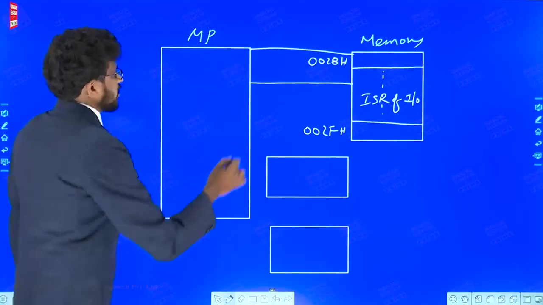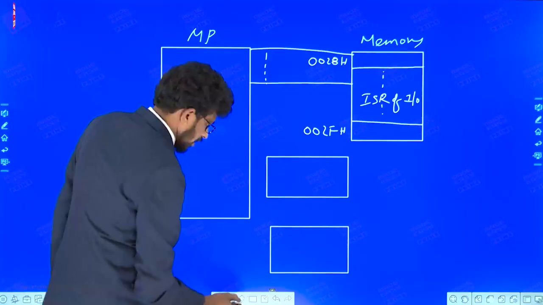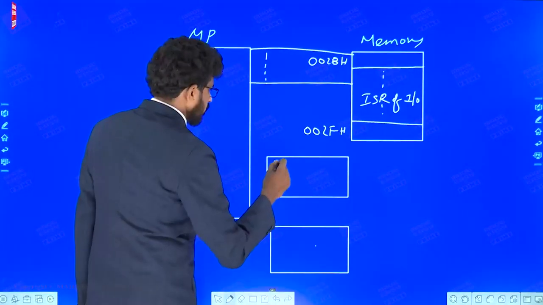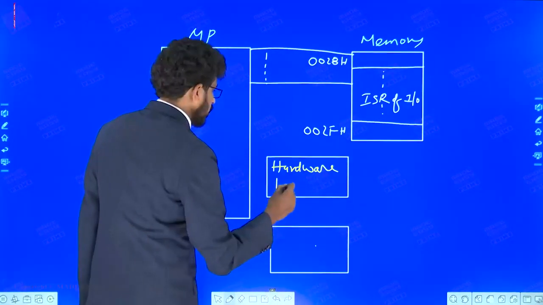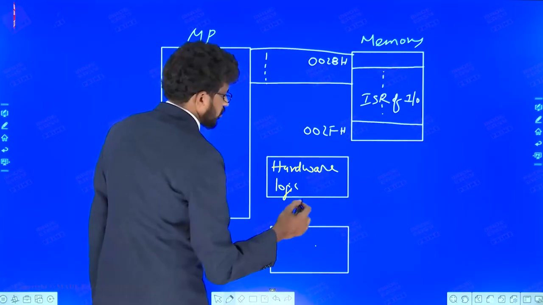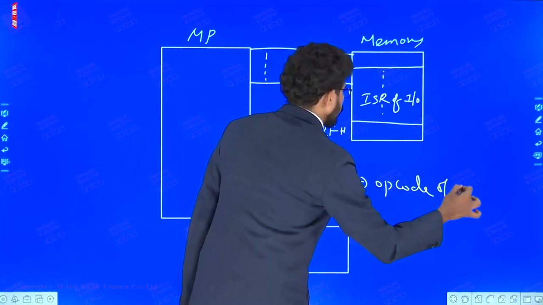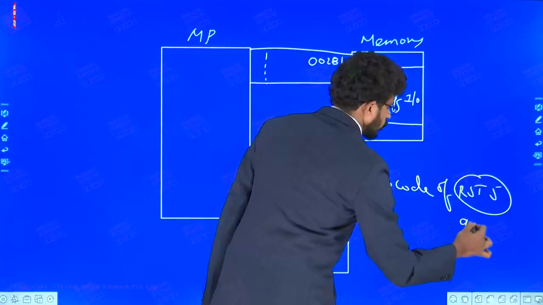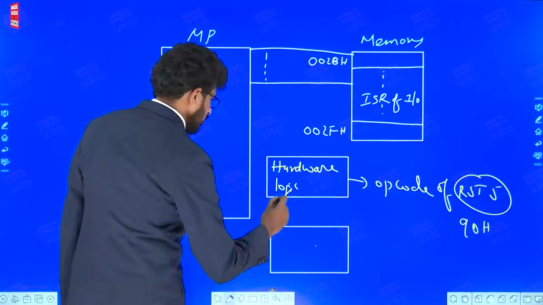Okay, fine. This is the address bus, and there is some hardware logic here. This hardware logic will provide the opcode of RST5. So what was the opcode of RST5? We assumed some 90H.